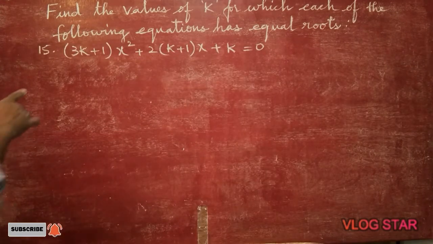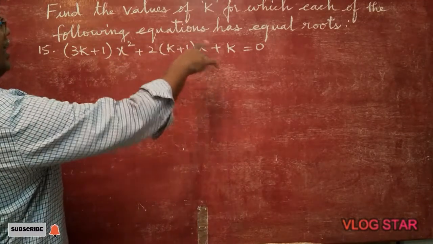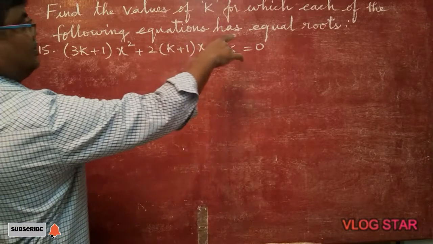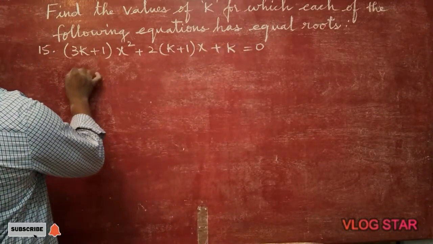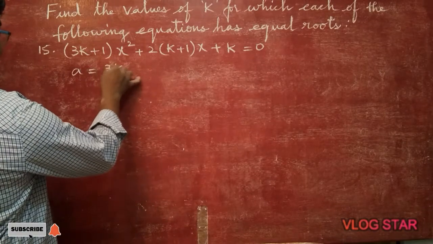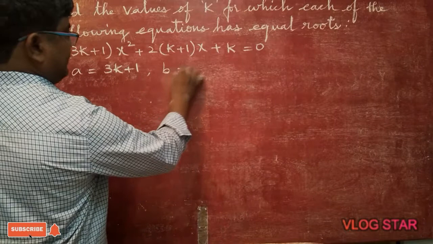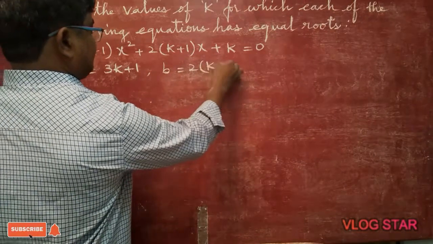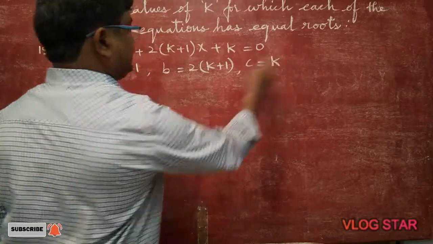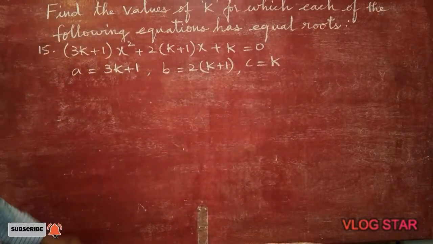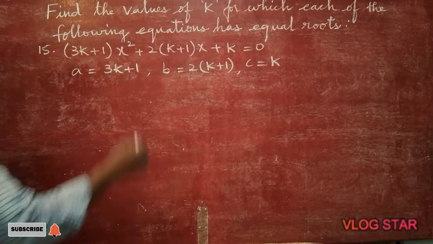Now the 15th problem. In this problem also we have to find the value of k, and for this equation the roots are equal. Here a is 3k plus 1, b is 2 into k plus 1, and c is k. In every term k is there. Before, only one term had k, but here all three terms have k, no problem.